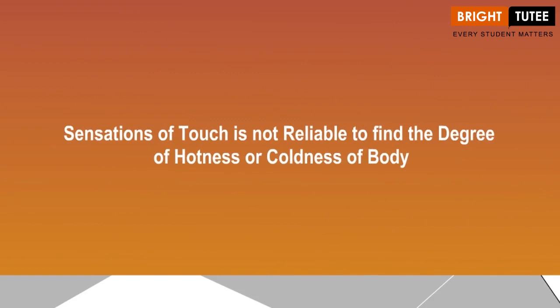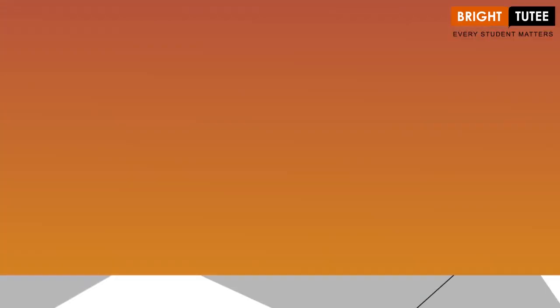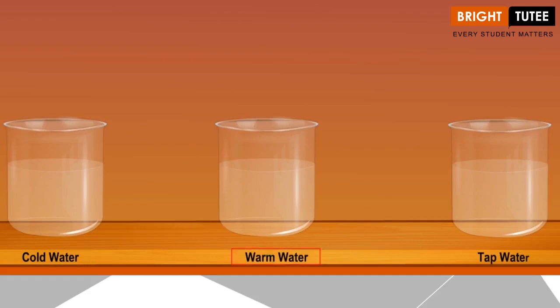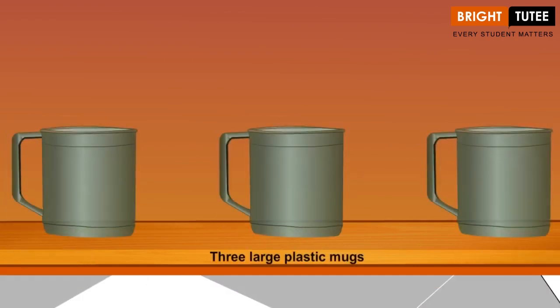Sensations of touch is not reliable to find the degree of hotness or coldness of body. Materials required: cold water, warm water, tap water, 3 large plastic mugs.